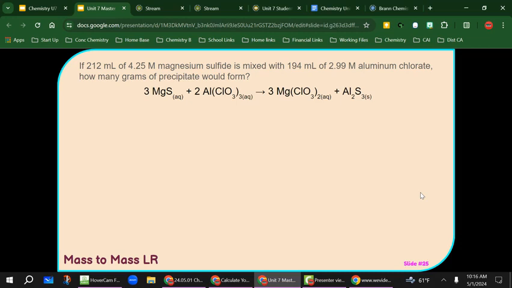If nothing precipitates, you write down no reaction and you're done. You think I'm going to make a 20-point problem on your test that you write no reaction? No. Okay? So you need to find the one that precipitates. Now, what am I given? 212 milliliters of this at 4.25 molar, 194 milliliters of this at 2.99 molar, and I'm looking for grams of that.